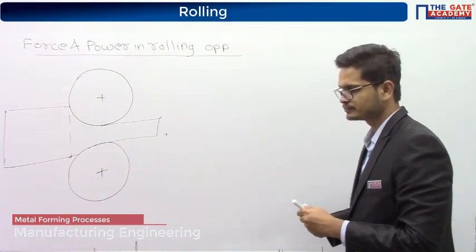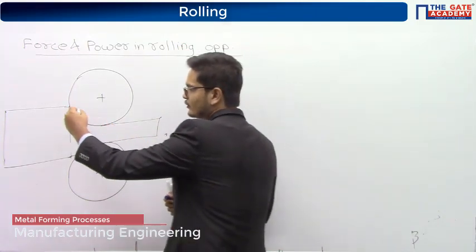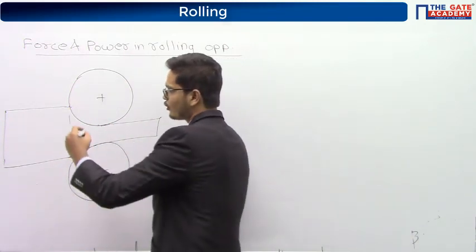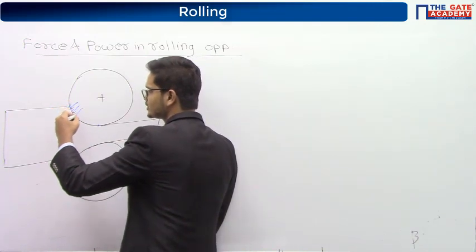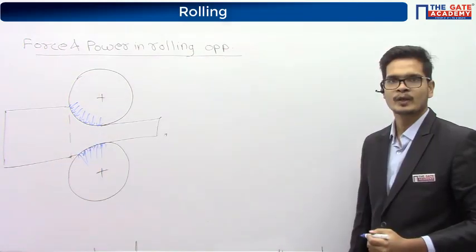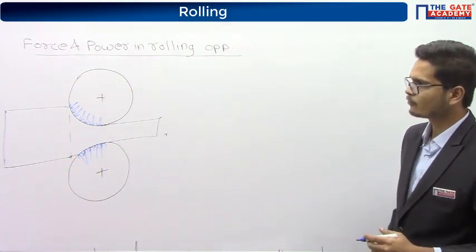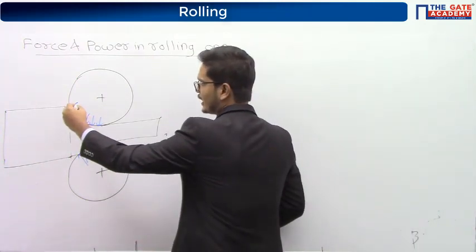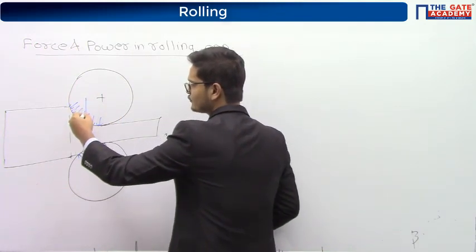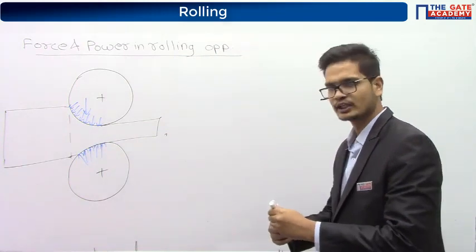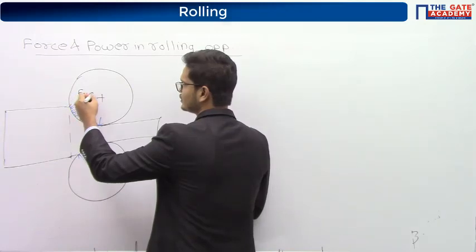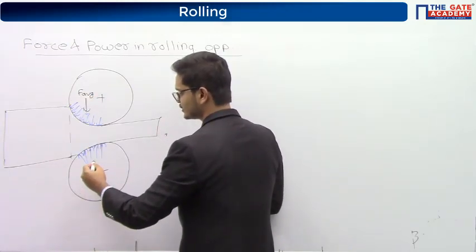What happens is, at all the points from where the deformation has started to where the deformation has ended, some force is acting at every instant. So what we do is approximate it by using a single force, which we call F average.